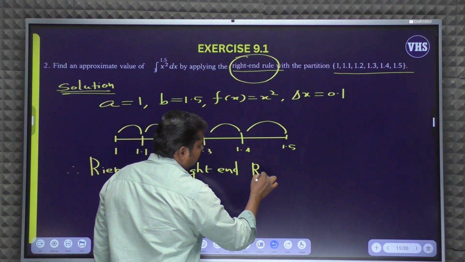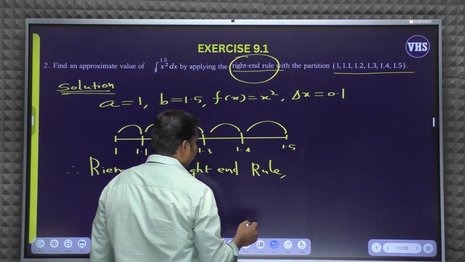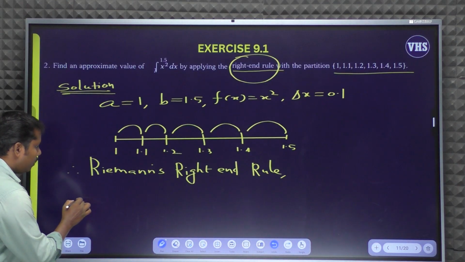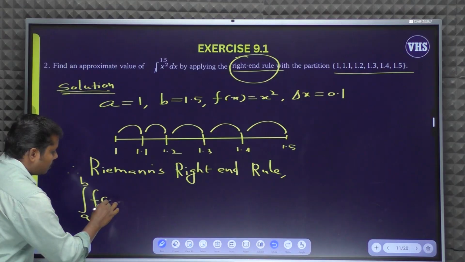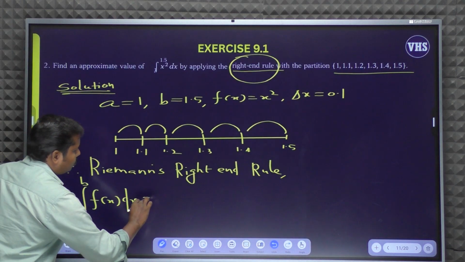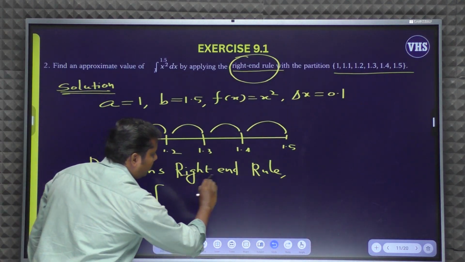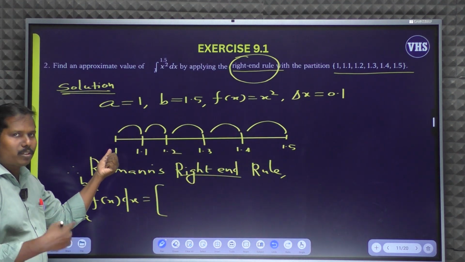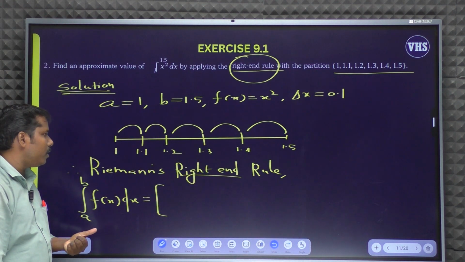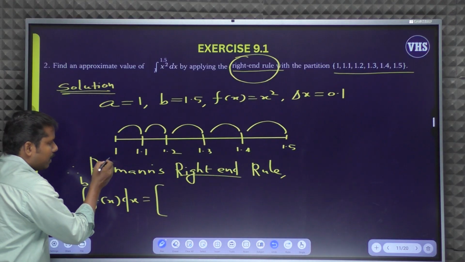Right hand rule tells us that, what is the rule? Integral a to b f of x dx is nothing but, students, again I tell you, right hand rule means right hand must be included, whereas left hand should be excluded. So that is very, very important. Moreover, here we can name the entries.